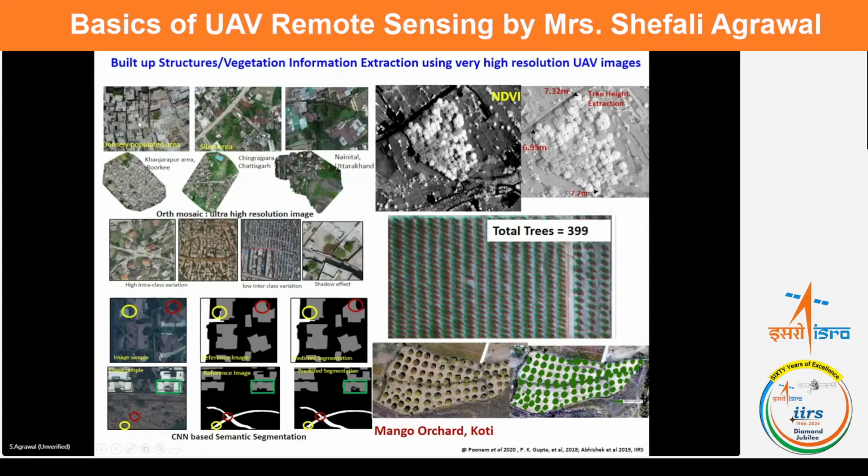One can easily count the number of buildings and extract the building boundaries also. So this is one example. Then this is the mango orchard. You can see a lot of variability between the mango orchards.